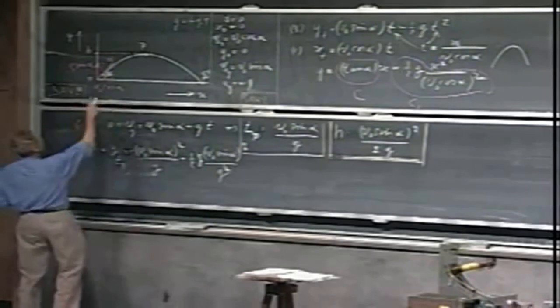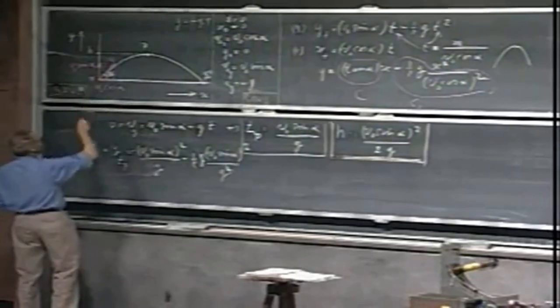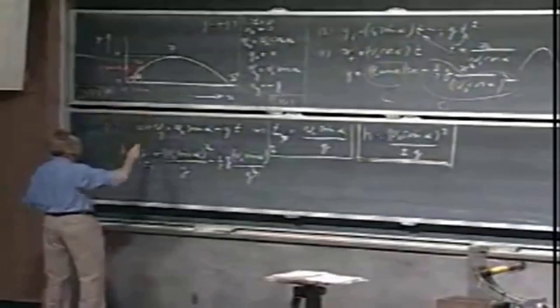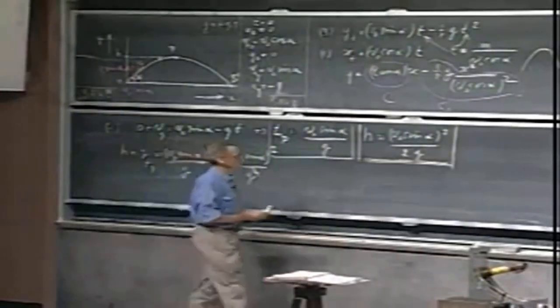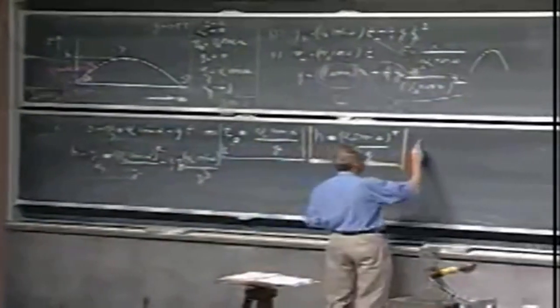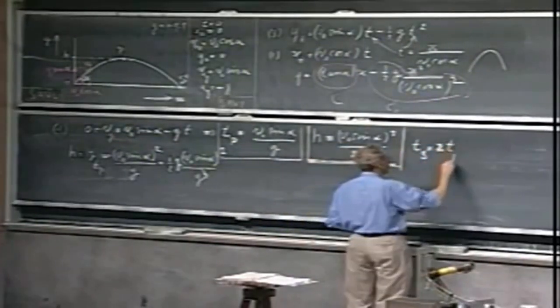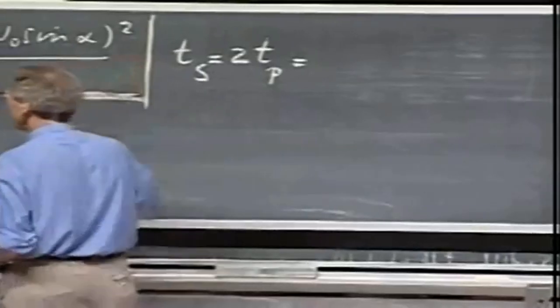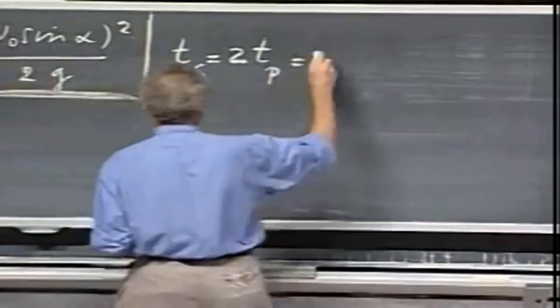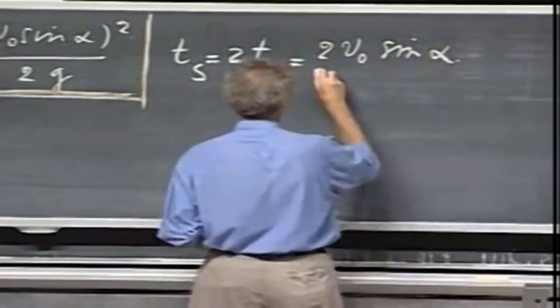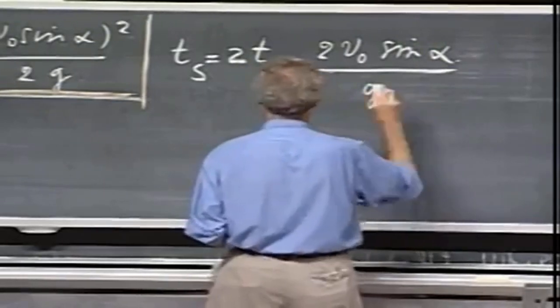I think there's a faster way to do it, and that's the following. This is a parabola, so it's completely symmetric about the vertical through P. So to climb up from O to P must take the same amount of time as to go down from P to S, and so I claim that the time to reach point S must be twice the time to reach point P, and therefore it's going to be 2v0 sine alpha divided by g.